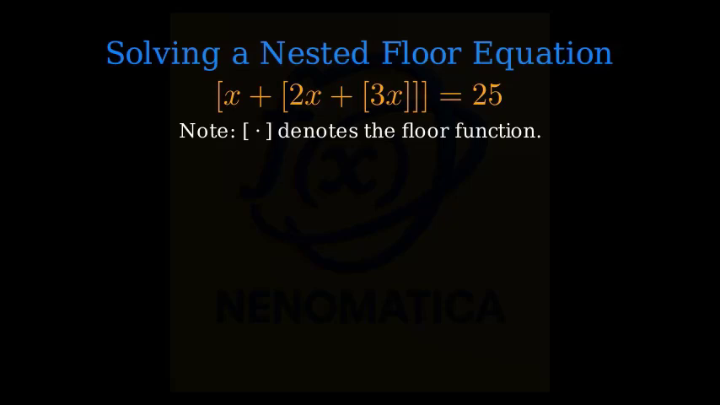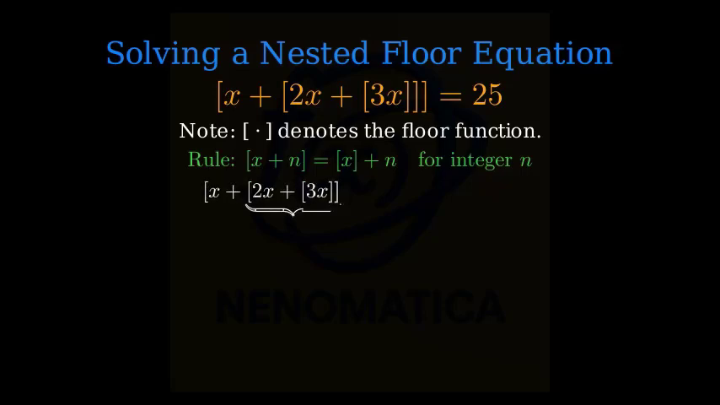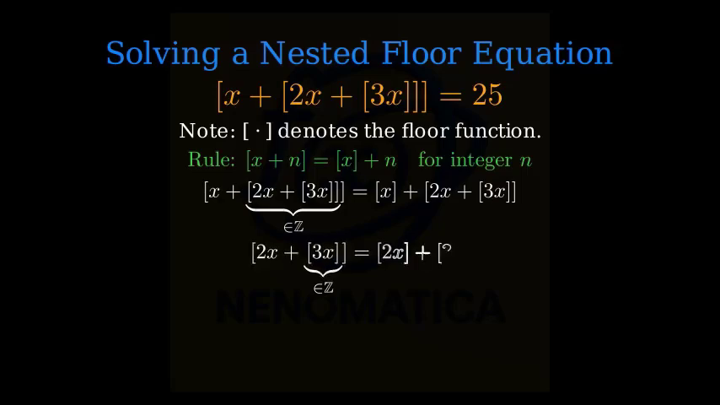The floor of x plus n equals the floor of x plus n when n is an integer. Because the inner expressions in brackets are integers, we can pull them out of the floor in stages. First, let y be the floor of 2x plus the floor of 3x, which is an integer. Then the floor of x plus y equals the floor of x plus y. Next, apply the same idea inside y. The floor of 2x plus the integer floor of 3x equals the floor of 2x plus the floor of 3x. Therefore, our equation simplifies to floor of x plus floor of 2x plus floor of 3x equals 25.